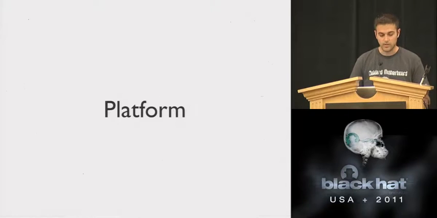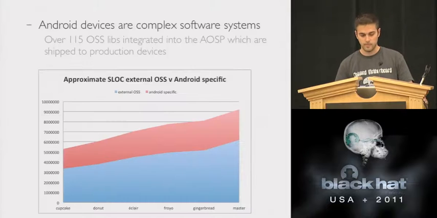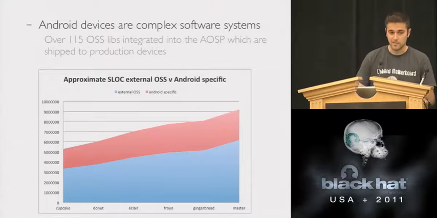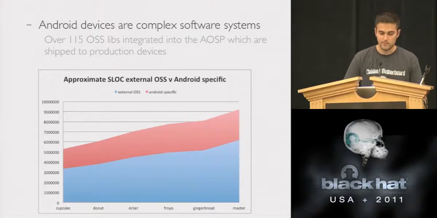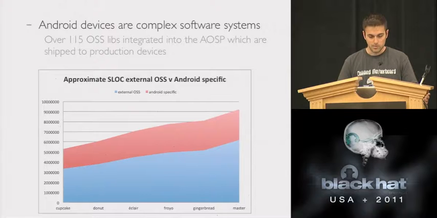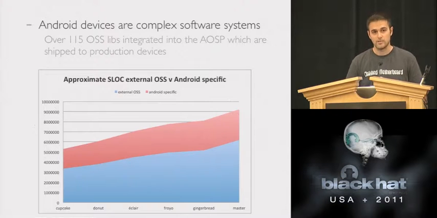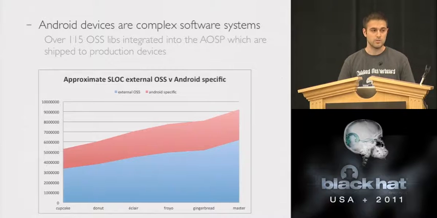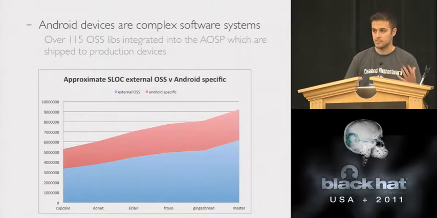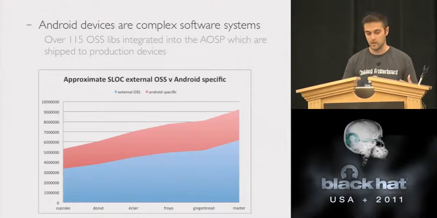To understand how patches work in the ecosystem, we first need to know what exactly we're patching, what the components of this system are, and how the ecosystem actually works. As we can see, the Android project is pretty complex. We have lots and lots of lines of code, and in the blue you can see the external open source libraries that are included, and in the red is Android specific code. Included in that blue, we have over 115 open source libraries that are actually bundled and shipped onto production level devices. We weeded out test libraries and other libraries that actually aren't shipped on devices.